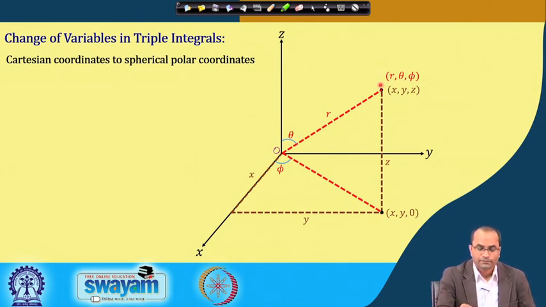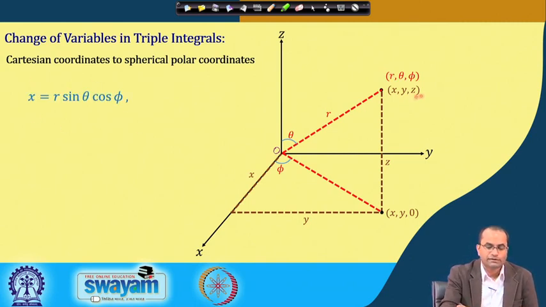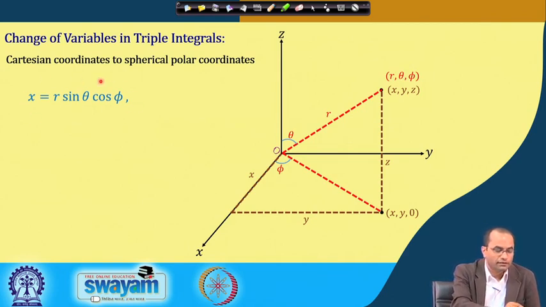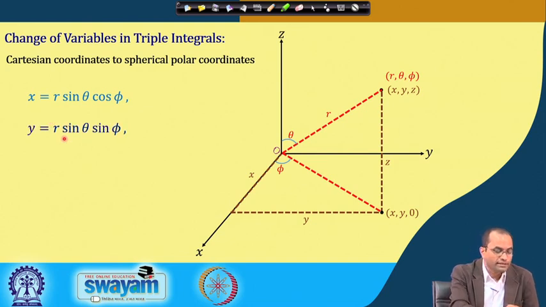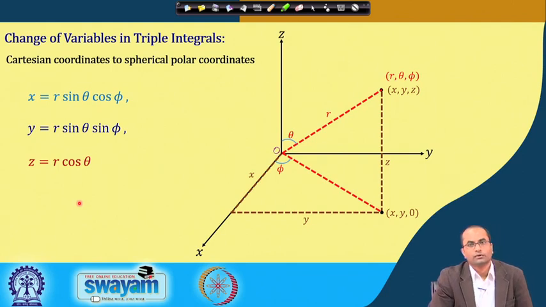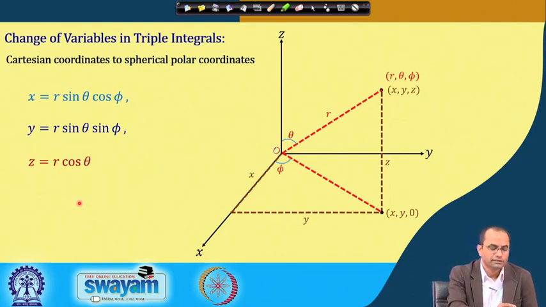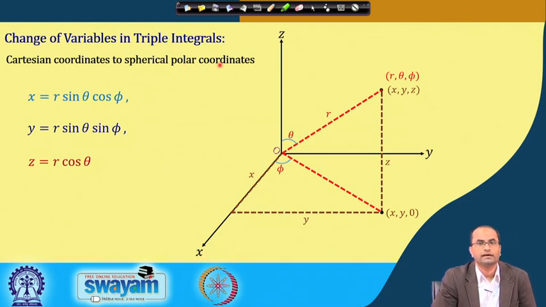So, with this notation of the spherical polar coordinates, we will now introduce the change of variables in triple integrals. The relation between x, y, z and r, theta, phi is given by x equals r sin theta cos phi, y equals r sin theta sin phi, and z equals r cos theta. That is the standard relation between the spherical polar coordinates and the Cartesian coordinates.